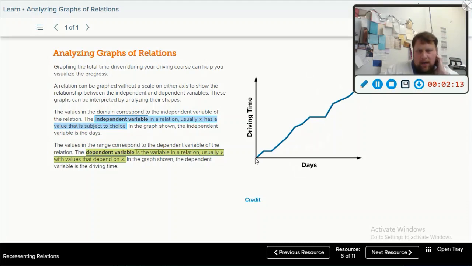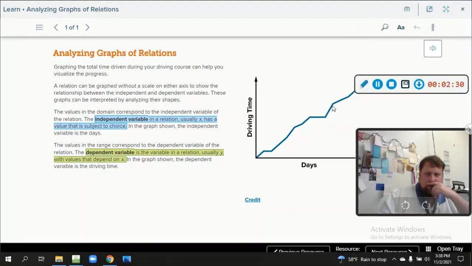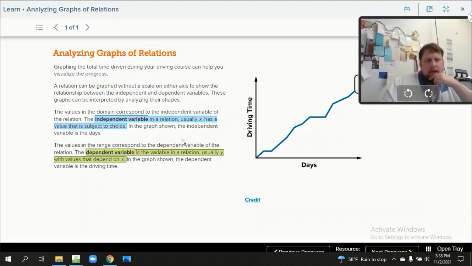So we can tell as we go from day to day, there's a bit of driving time this day. The same amount, and then we increased our drive. So we're seeing that we're increasing. We got some rest and going along as the days go along. And sometimes when it's steeper, we had more driving time. When it's less steep, we had less driving time. Okay? So this helps us as we look and analyze the graphs of relations.